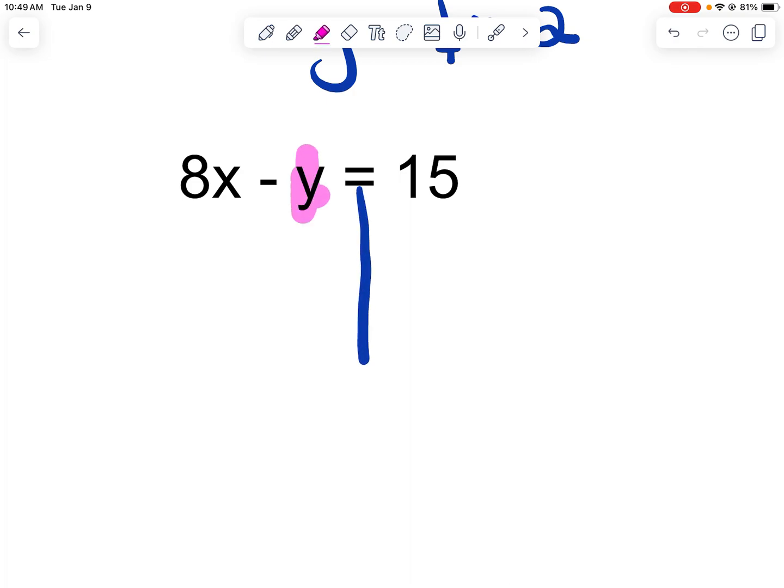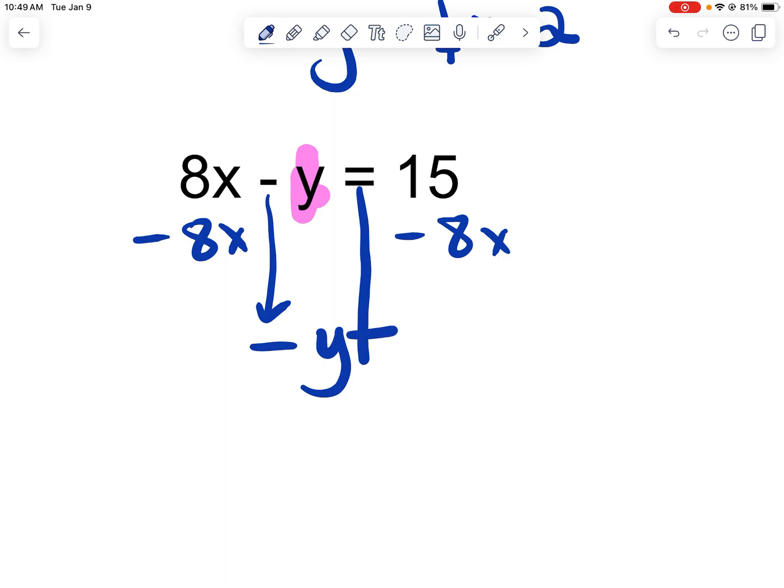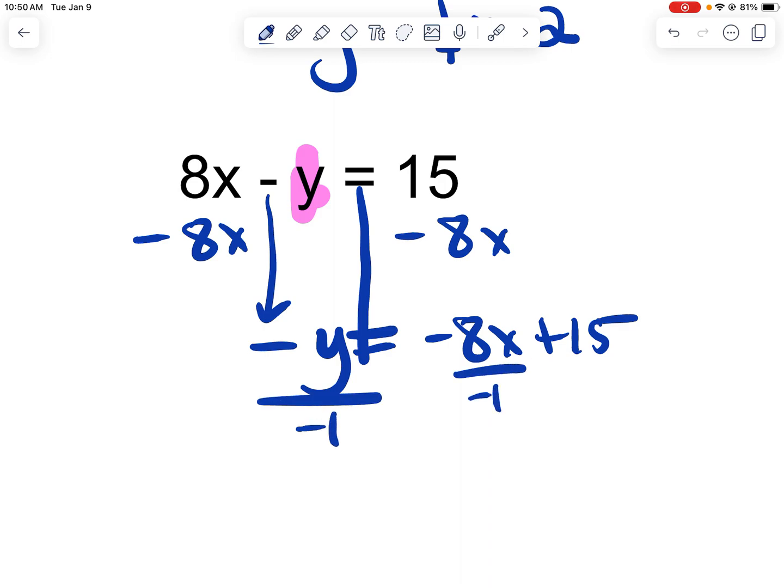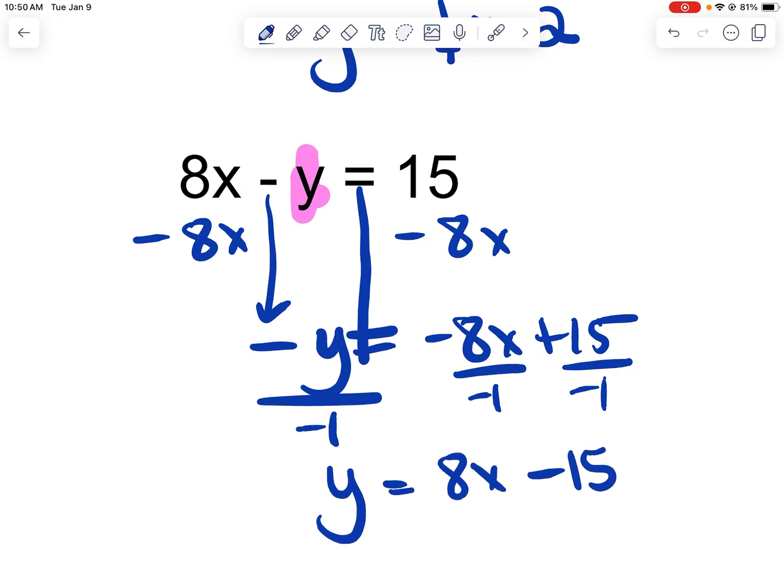Again, I want the y to be by itself. The opposite of 8x is minus 8x. So I bring down negative y, because I need to make sure that comes down, equals negative 8x plus 15. Divide by a negative 1, divide by a negative 1, divide by a negative 1, and I get 8x minus 15.